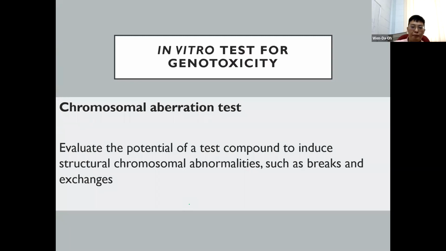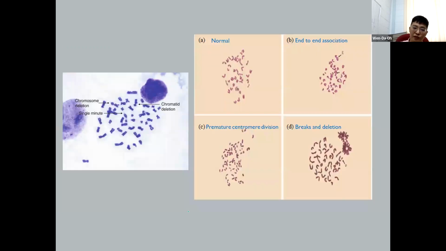Then we have the chromosomal aberration test. This one is to look into chromosome abnormality. We want to look into the structure of a chromosome and see whether there is any abnormality in the chromosome itself after exposure to the genotoxin. So a normal one is like this. We look into the nucleus and we see that normal is like this. And if you have certain defects after exposure to the genotoxin, you will see that some of it may not be normal. This is due to end-to-end association.